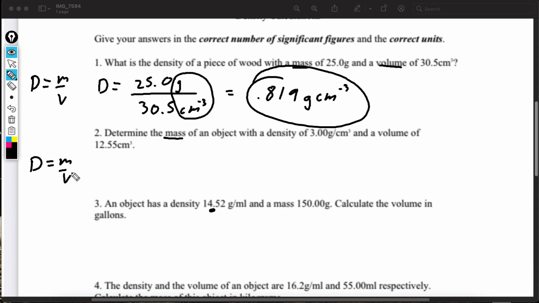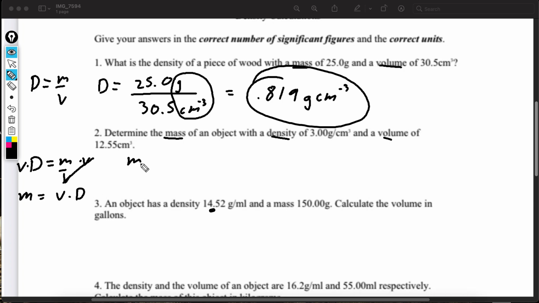To figure that out, we're going to use algebra on our formula because they gave us density, which is that. They gave us volume. So we have both D and V, but we need M. So we're going to multiply V to both sides. Boom. So mass, our new formula is mass equals V times D, or volume and density.